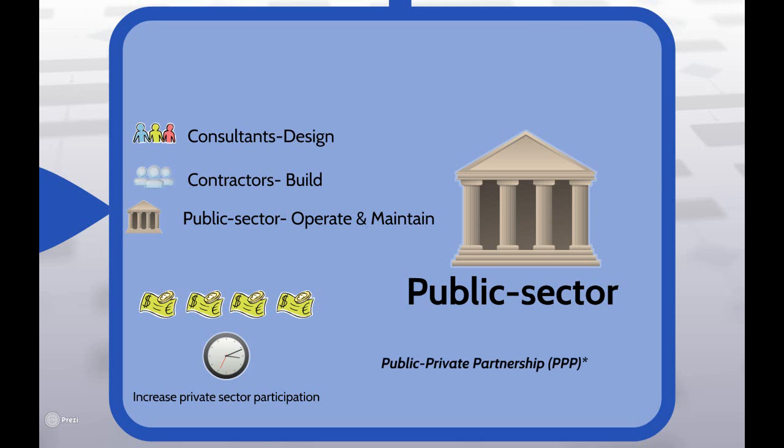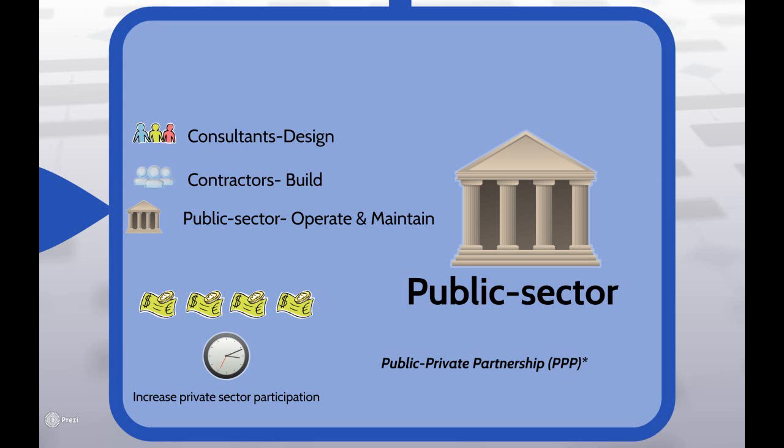A P3 or a PPP is a medium to long-term legal agreement between a public entity and the private sector to deliver a public infrastructure or service such that the risks and rewards involved are shared between both parties.